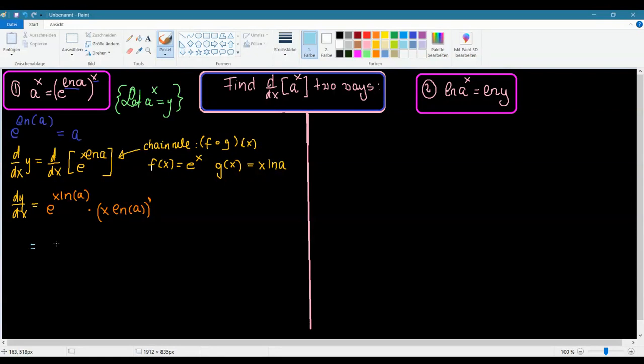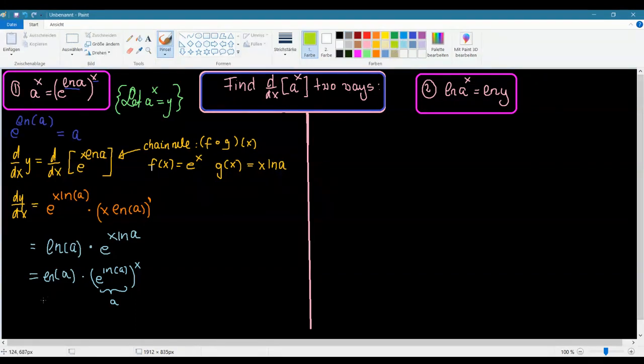Okay, so now we're going to derive x times ln a, and since that's just a constant, and x has the exponent 1, we're just going to end up with ln a. So we're actually going to end up with ln a times e to the x ln a. And now we're going to remember that e to the x ln a is actually a to the x. I'm going to write it out the long way so that we don't get confused. It's e to the ln of a to the x. And then we're going to remember that this is just a.